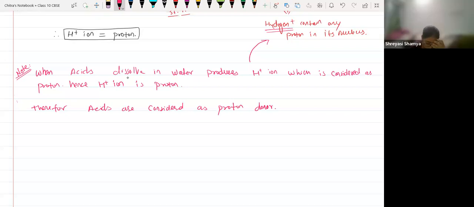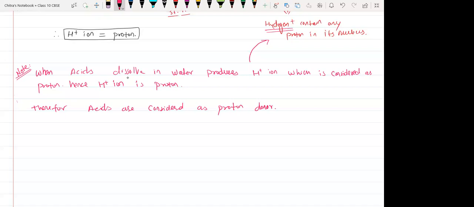So now you have the reason why acids are called proton donors: because when they dissolve in water, they produce H positive ion, and H positive ion is nothing but a proton. That's why acids, when they dissolve in water, produce protons. Hence, they are also called proton donors. Easy?